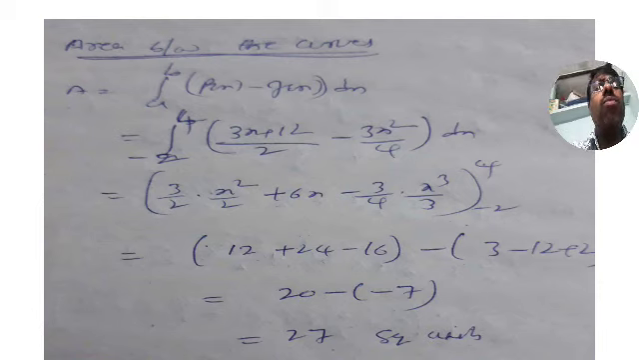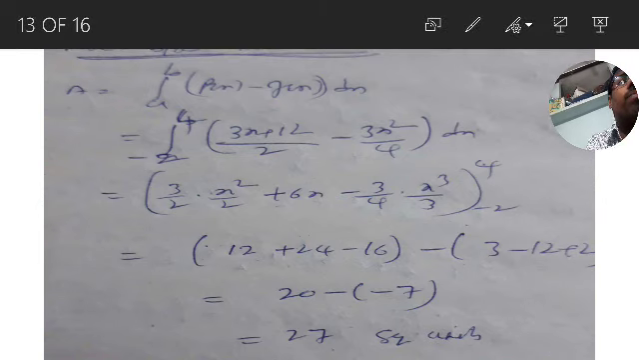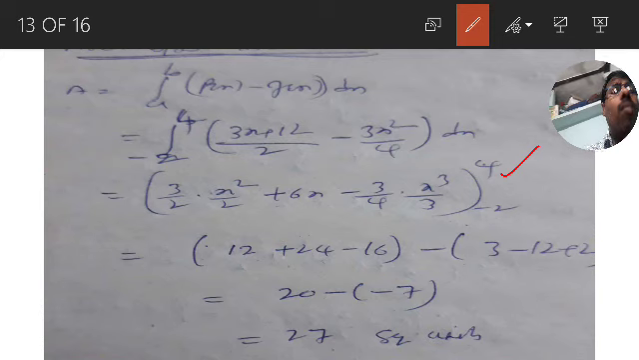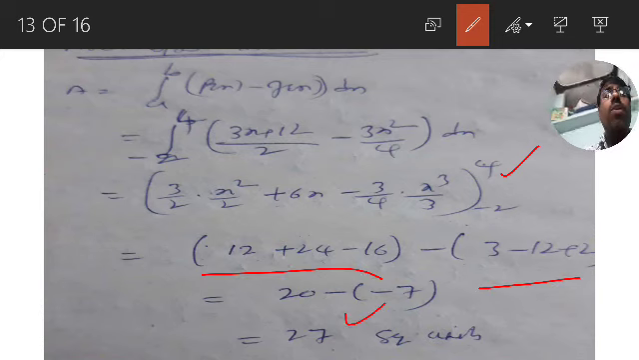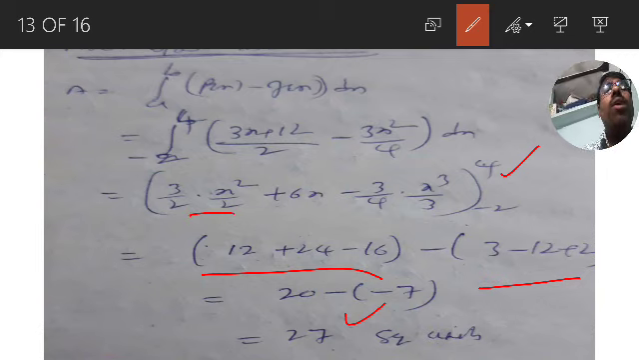Limits are -2 to 4. Do the integration, then substitute upper limit minus lower limit. So the answer we are getting is 27 square units. So this is 3/2 into x²/2, and 12/2 is 6, the integration gives 6x, and 3/4 into x³/3.